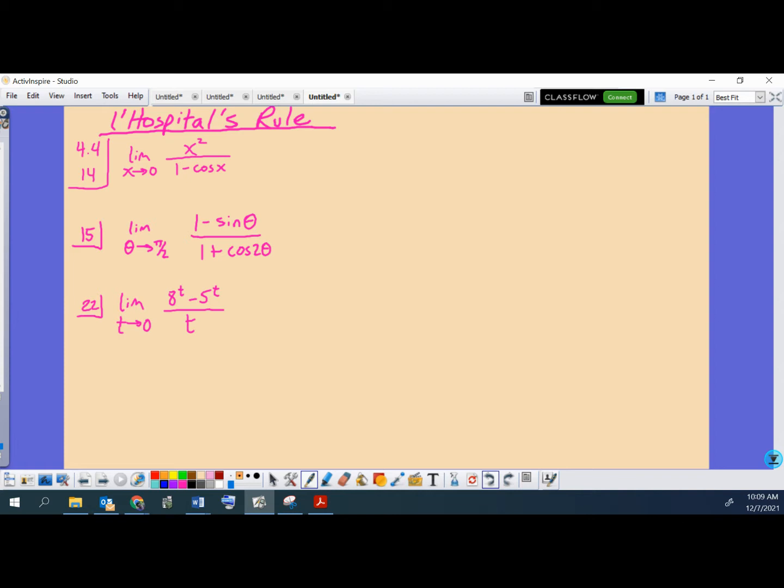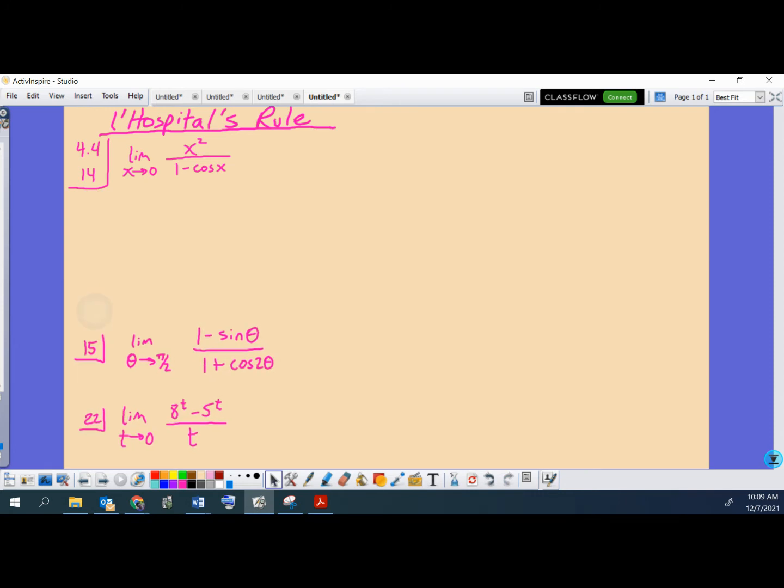So these are numbers 14, 15, and 22 from section 4.4 of the Stewart textbook. So let's put those down a little bit out of the way. Work on number 14 here first.